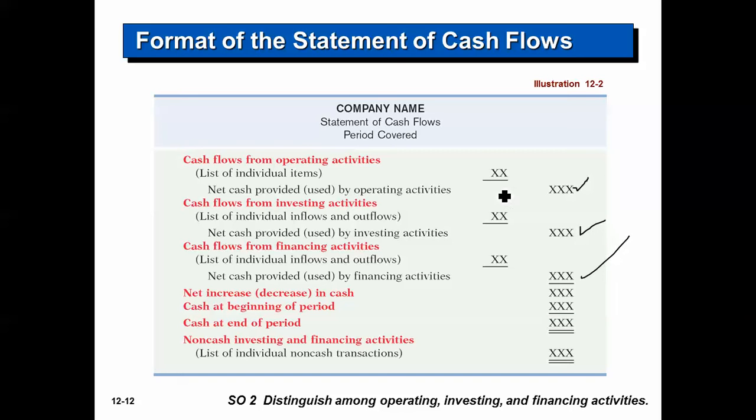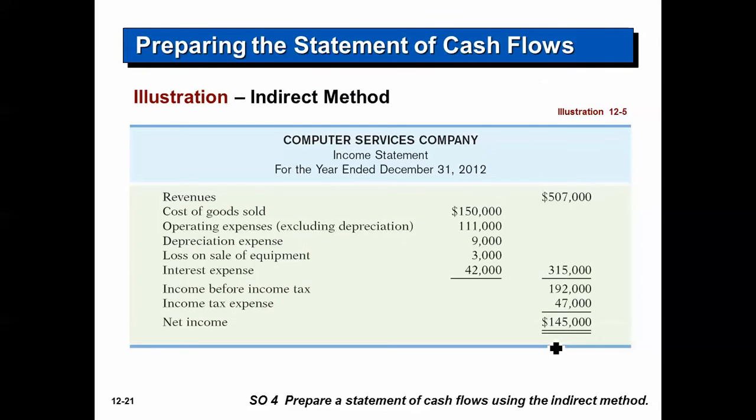Now, the net increase or decrease in cash is calculated by adding and subtracting these 3. And that difference would be the difference between the cash you had at the beginning of the period and the cash you had at the end of the period. Now, there's a new item here. It's called non-cash investing and financing activities. That generally we can ignore for the time being. Okay? Now, let's go back to an illustration of the indirect method of preparing a statement of cash flows.